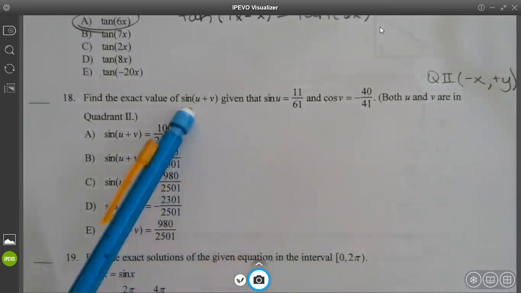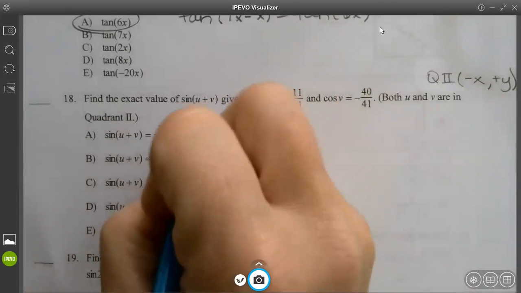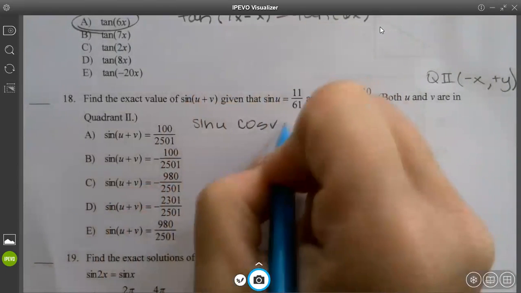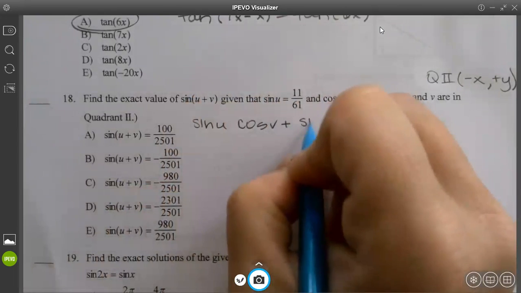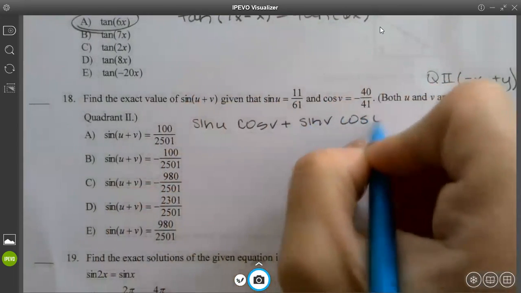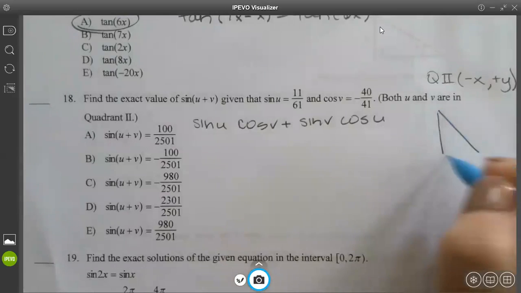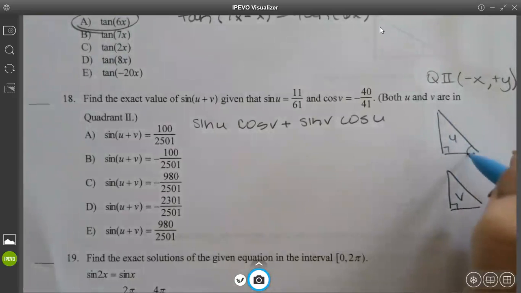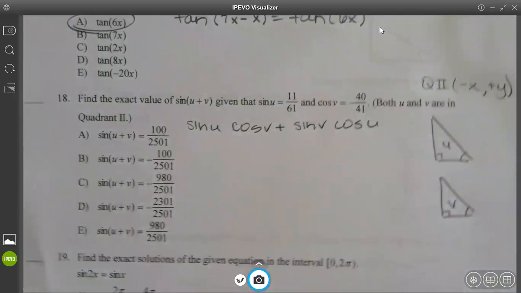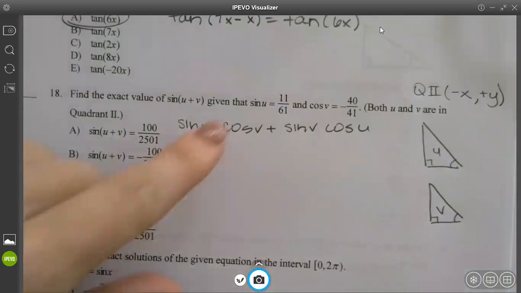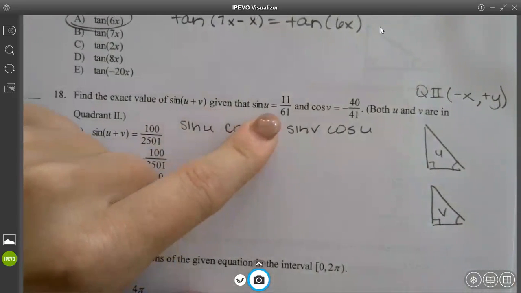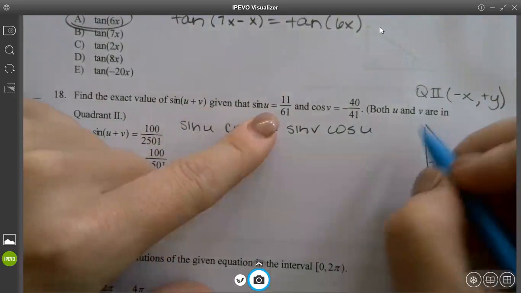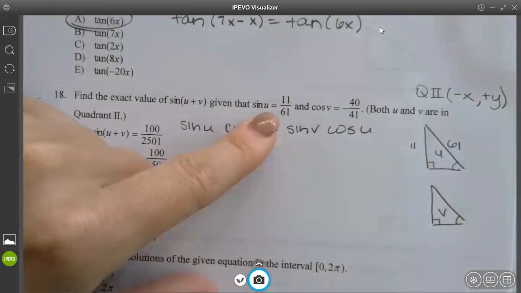What's my formula for sine u plus v? Sin u cosine v plus cosine u sin v. Problem is, I don't know what all of this is, so I need to make a U triangle and a V triangle. How many times did we do this? A lot. Our U was sine. What's your ratio for sine on a triangle? Opposite over hypotenuse.